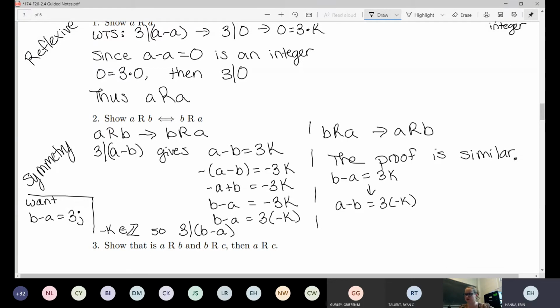just say the proof's similar. Just follow the work you just did, just with the letters in a different spot. You don't have to necessarily write out the exact same work you just did if it's the exact same steps, just with different letters. Anyway, so that shows that it's symmetric. If I have one thing related to something else, then we have that opposite order as well. Questions, concerns on that before I go to transitivity?